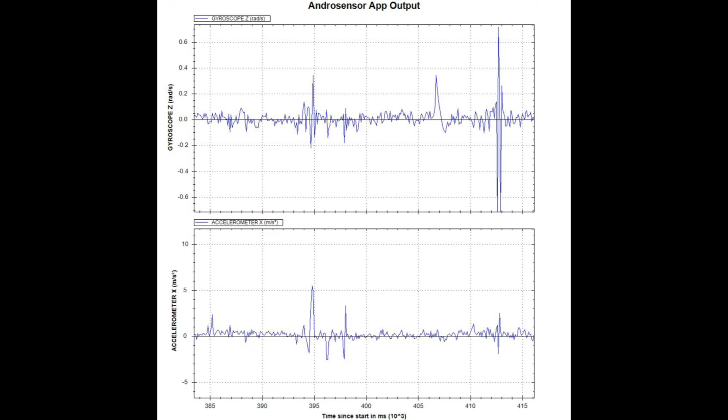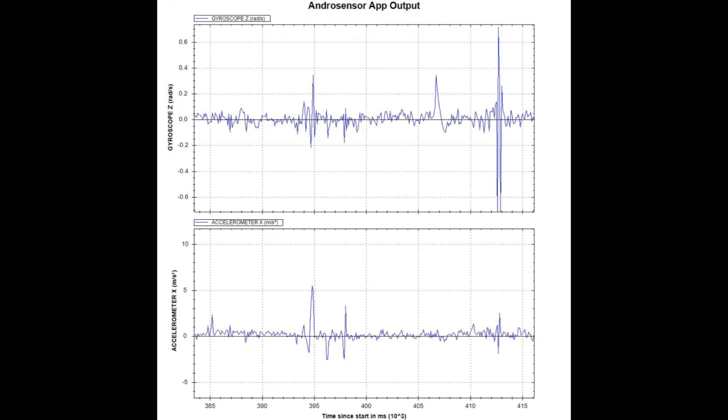You can see on the top is the gyroscope measuring the velocity of the steering wheel, and then the accelerometer measuring in the x direction, left to right, about how the acceleration in the car is in meters per second squared. So on the gyroscope, if the curve is going up, that means it's moving to the left. If the curve is going down, it's moving to the right.